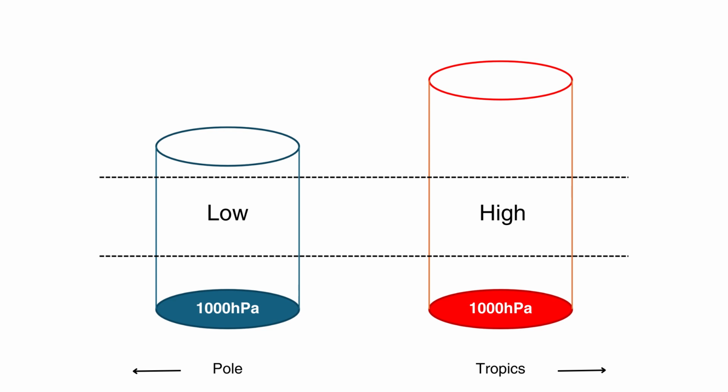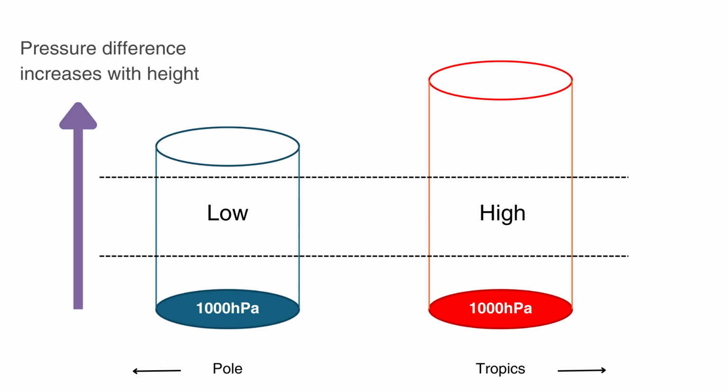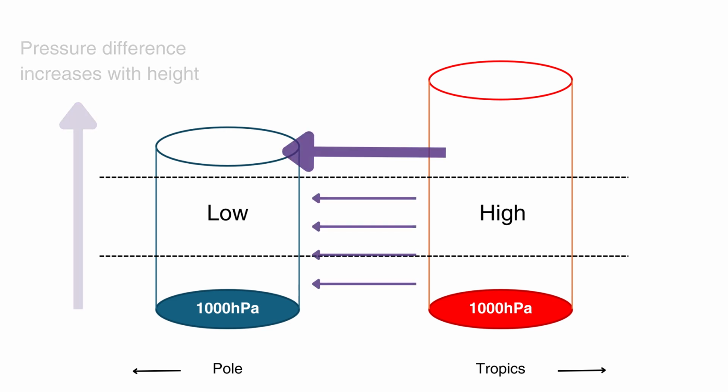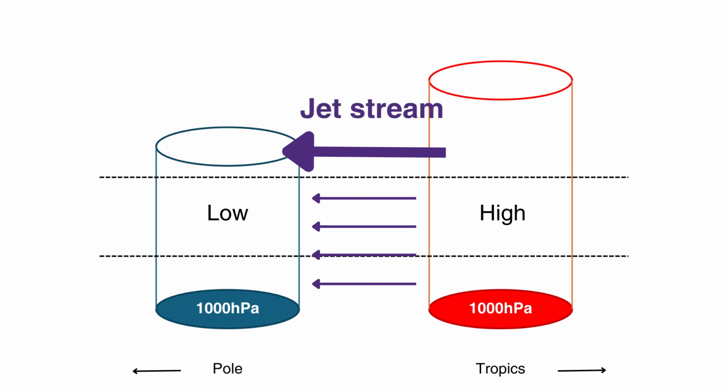Air moves from high pressure to low pressure, and therefore there will be air moving from the tropical column towards the polar column at that altitude. The air will get pulled to the right by the Coriolis force, and this will become westerlies. As the difference in pressure is zero at the surface but gets progressively bigger the higher you go up, the winds also get faster the higher you go up. So there are westerlies at all levels, and the fastest westerlies are near the top of the troposphere, and this is called the jet stream.